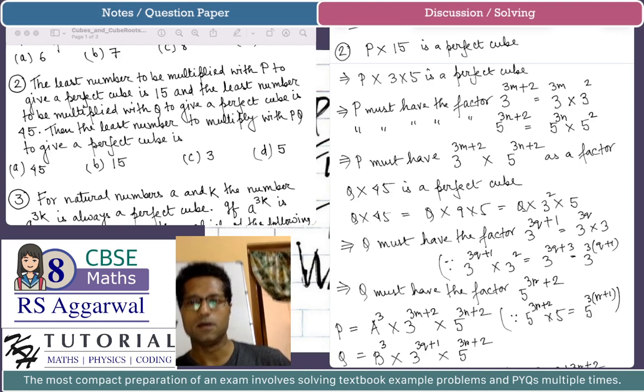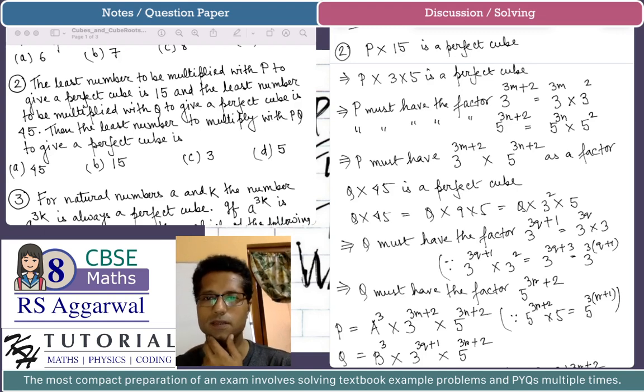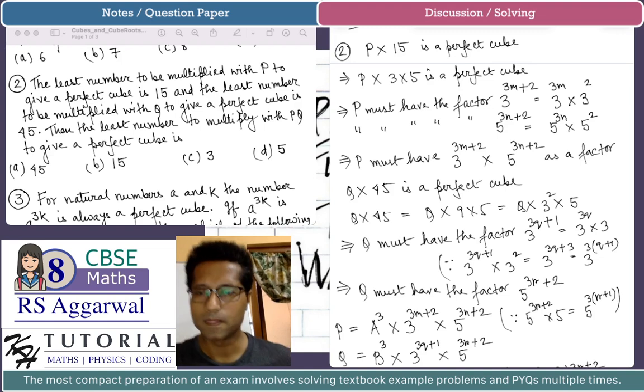That is the reason when 15 is multiplied with P, it is making a perfect cube. The 2 left behind factors of 3 in P are making a triplet with the factor of 3 in 15. So P must have the factor 3 to the power 3m plus 2. Similarly, by similar logic, P must have the factor 5 to the power 3n plus 2, where m and n are natural numbers.